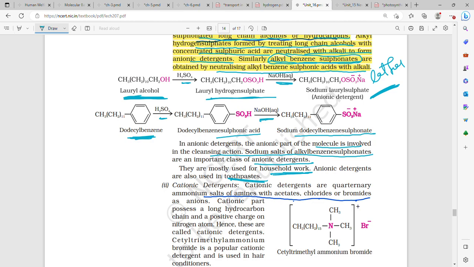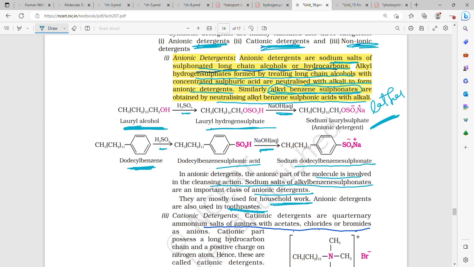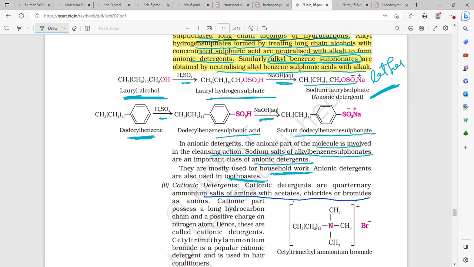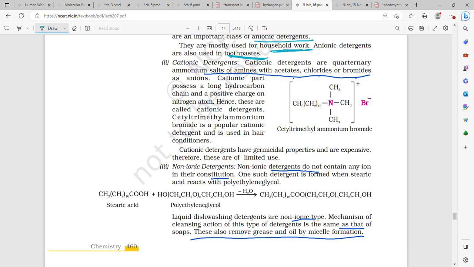Basically, in anionic detergents, remember, sodium will be there, and a long chain alcohol or hydrocarbon is reacted first with sulfuric acid, then with an alkali, sodium hydroxide. Then the positive metal part and the negative part will be there, and that anionic part, this entire part, is going to play a very important role in household work, detergent and in toothpaste and all.